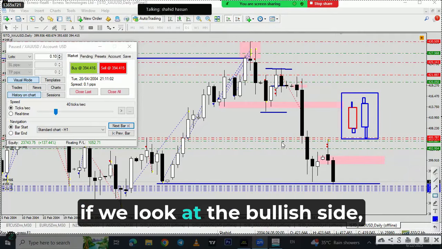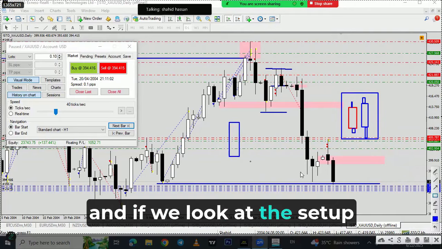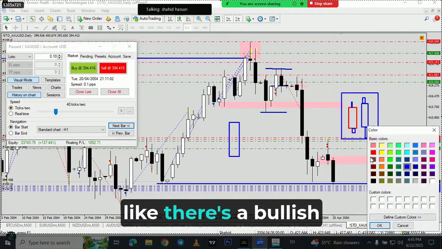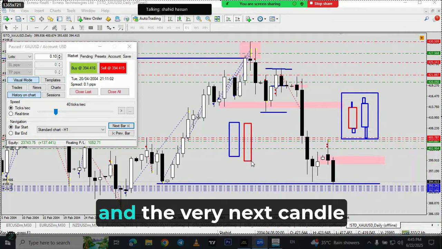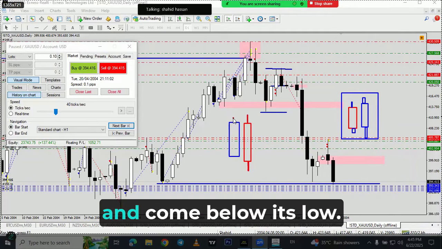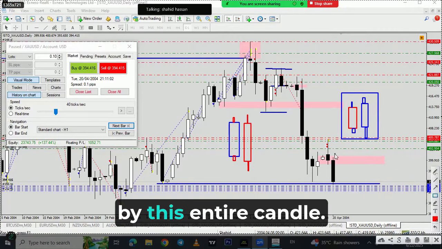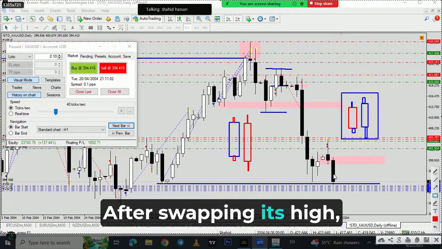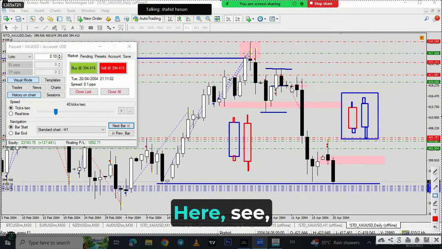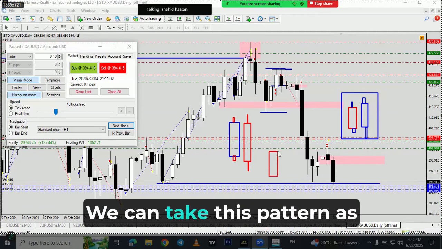Similarly, if we look at the bullish side, and if we look at the setup of the bearish side, there's a bullish candle on one side and the very next candle has swapped it here, meaning it has swapped its high and come below its low. Here, see, this buy candle has been swapped by this entire candle. After swapping its high, it has come below its low. Here, see, after swapping its high, it has also come below its low. We can take this pattern as well.